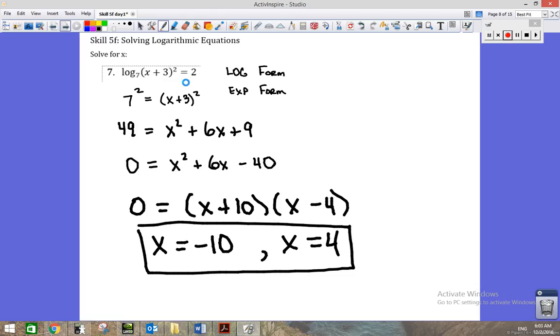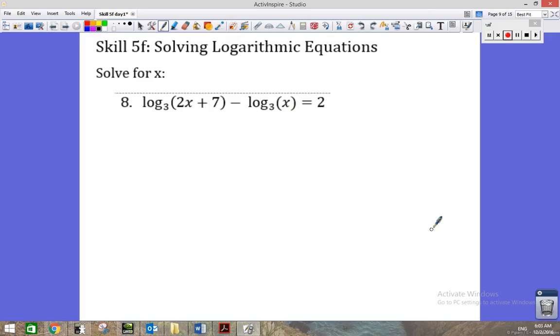Let's go ahead and do the next one. So again, here we have a log equation. On the left-hand side, we have a base 3 and a base 3, so we can apply our properties of logarithms. We have the quotient rule, that if I have the difference of two logarithms, I can write that as a single logarithm by using division. So this 2x plus 7 will appear in a numerator, and this x in a denominator.